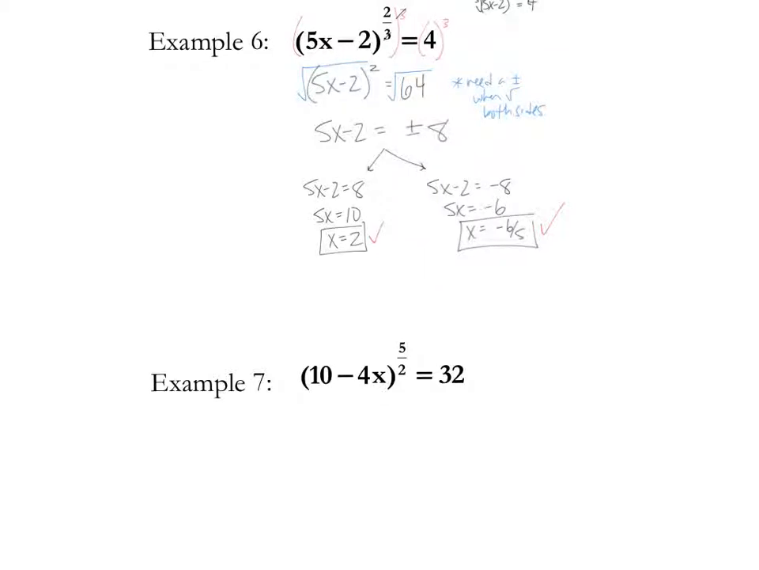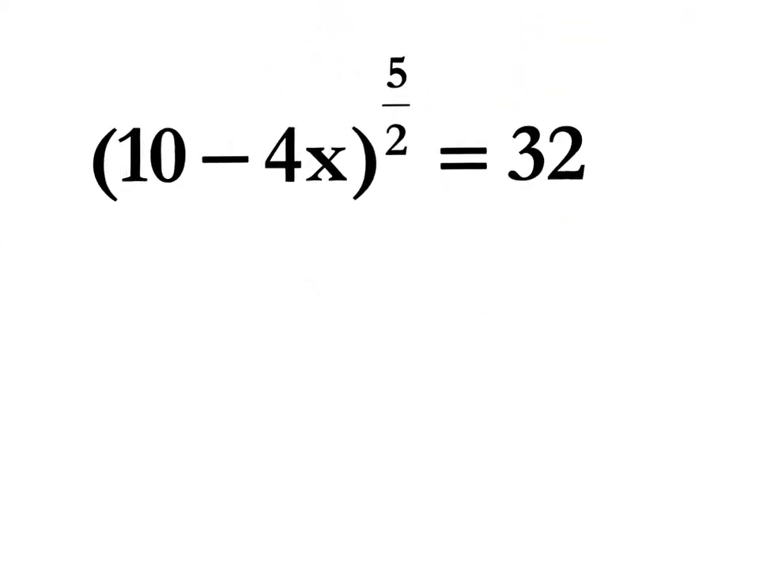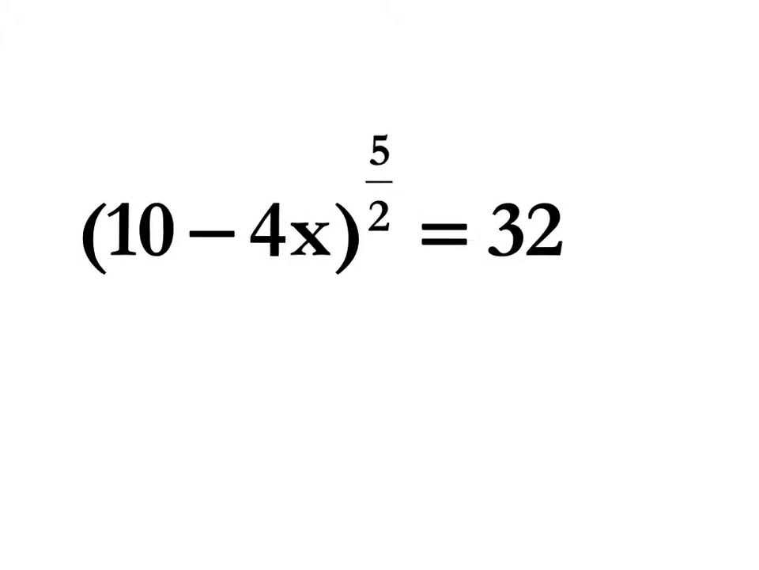Okay, last one I want to do here is this one. The same thing that I'm going to do first. Remember that this fraction exponent means 10 minus 4x, if you put it into a radical, the top number goes in, the bottom number goes out. So this is just a normal square root. You can think about it in terms of that, or all I want to do first is cancel this index. So in order to cancel that, what I need to do is raise both sides to the second power.